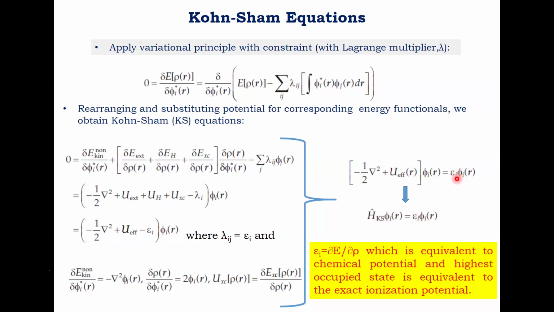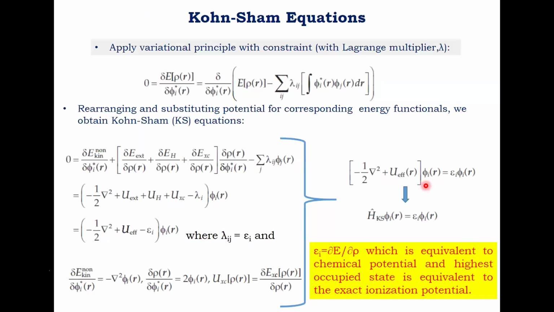These epsilon i's are represented like this: the change in the energy with respect to the change in the density, which is equivalent to the chemical potential, and the highest occupied state is equivalent to the exact ionization potential. The epsilon i's are in terms of the chemical potential; the highest occupied state in that electronic system is equivalent to the exact ionization potential. So this is how we can mathematically represent these equations.